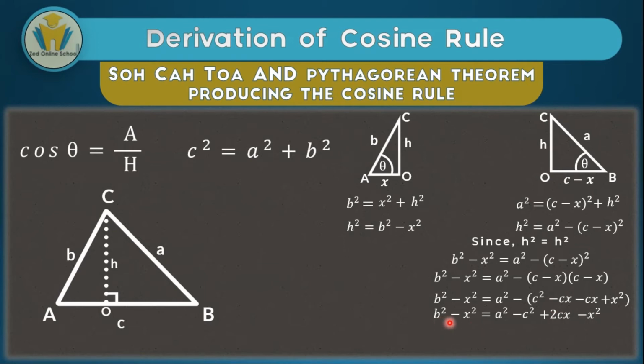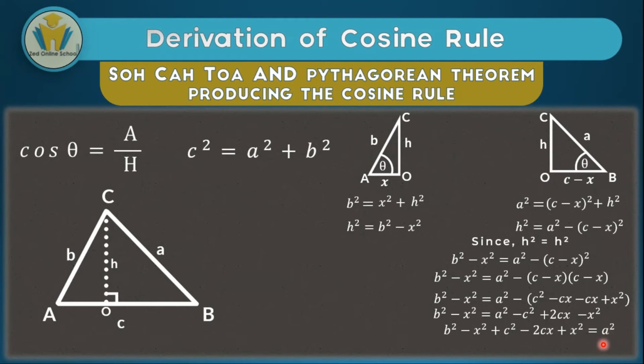So b squared minus x squared, then we have this minus c squared coming over to this side to make it positive. This will become negative if we cross it over. This will become positive. So we're going to have this expression now: b squared minus x squared plus c squared minus 2cx plus x squared. This expression will be equal to a squared.